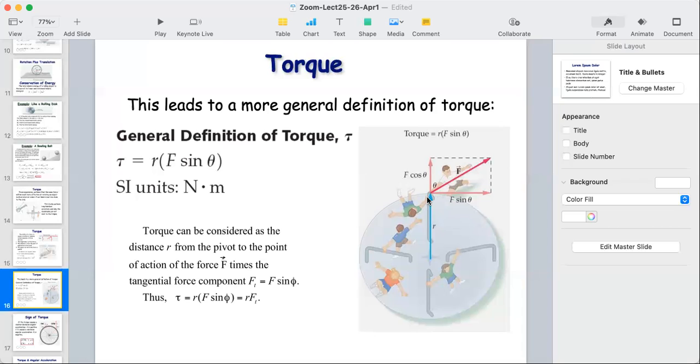So we already saw that the most significant force to make this object rotate is the one perpendicular to the radius. Now the units are Newton meter because we are speaking about the force multiplied by the distance. The torque can be considered as the distance r from the pivot to the point of action of the force times the tangential force component. So we are only considering the tangential force, which is the most effective to apply the rotation.